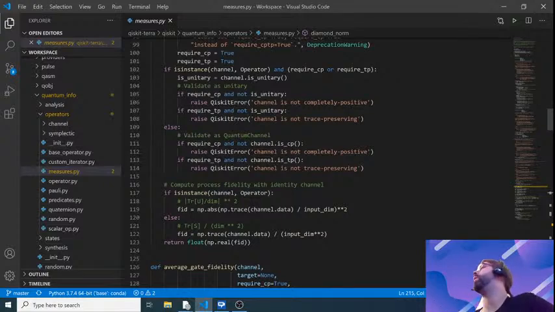It's an operator that operates on the operator space, right? So what it does is turn operators into operators.